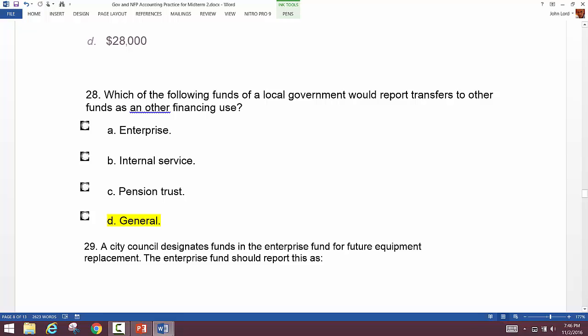Which of the following funds of a local government would report transfers to other funds as an other financing source? General fund, other financing use. General fund, right? These other funds don't have those because they are either a proprietary fund or a fiduciary fund. They don't use the transfer out, transfer in.